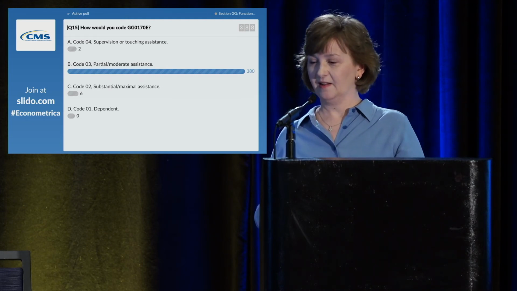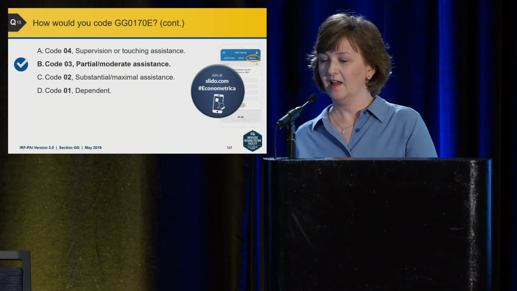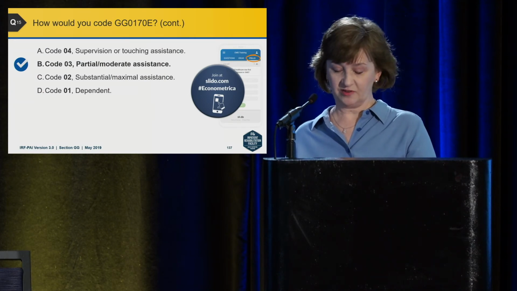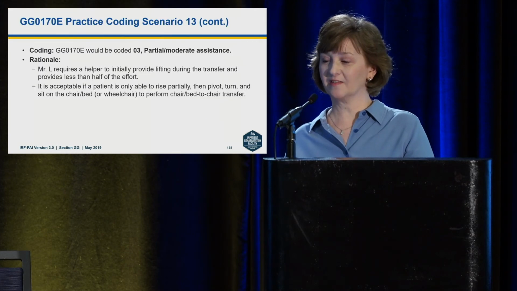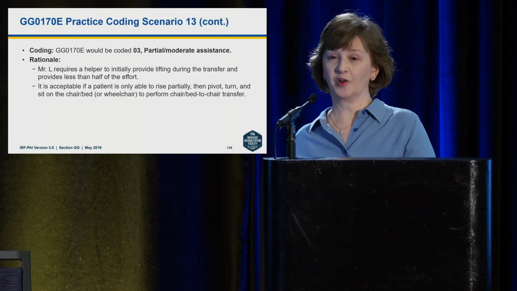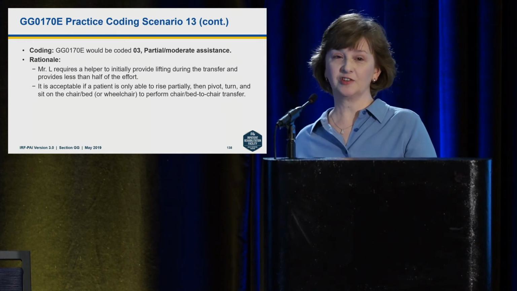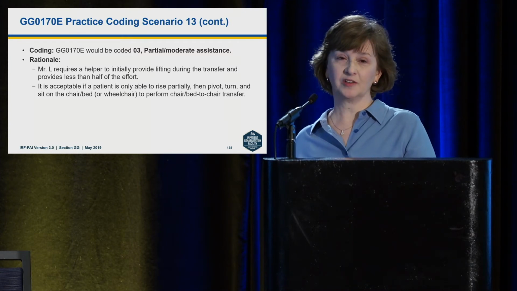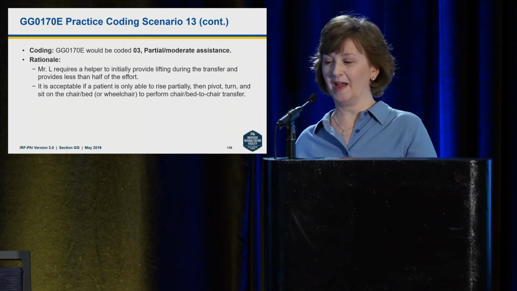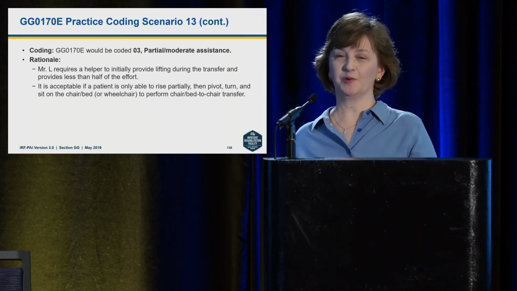Okay, all right. Let's go ahead and see the answer. So in this case, for question 15, you are correct. Most of you coded 3, partial moderate assistance. The rationale for the code 3 in this instance is that Mr. L requires a helper to initially provide lifting assistance during the transfer and provides less than half of the effort. It is acceptable if the patient is only able to rise partially and then pivot, turn, and sit on the chair or bed or wheelchair to perform this activity.